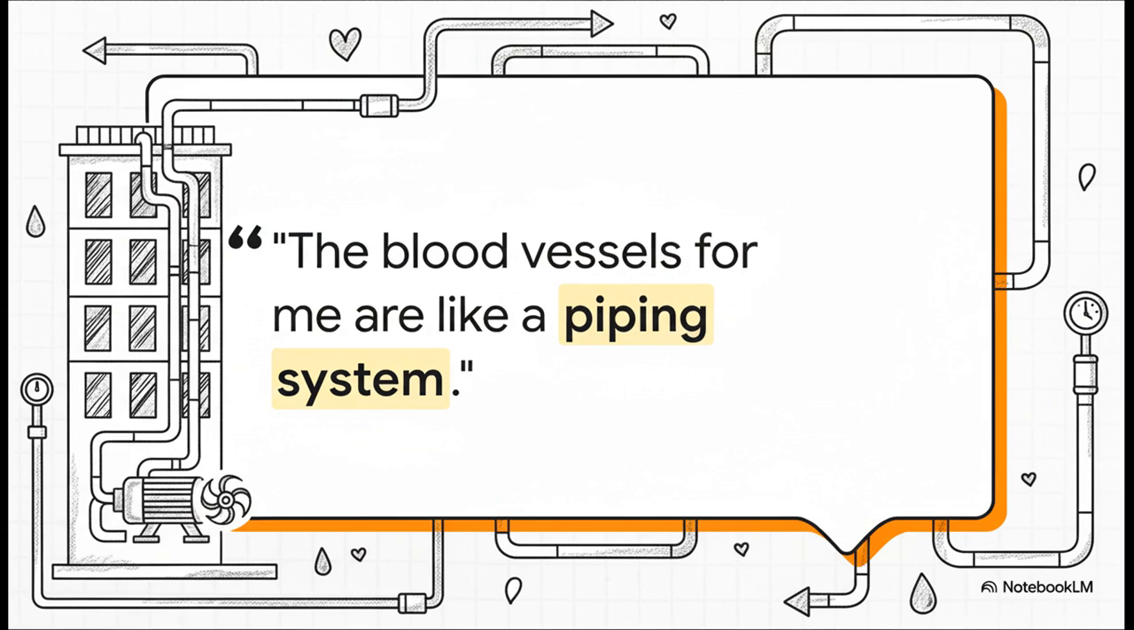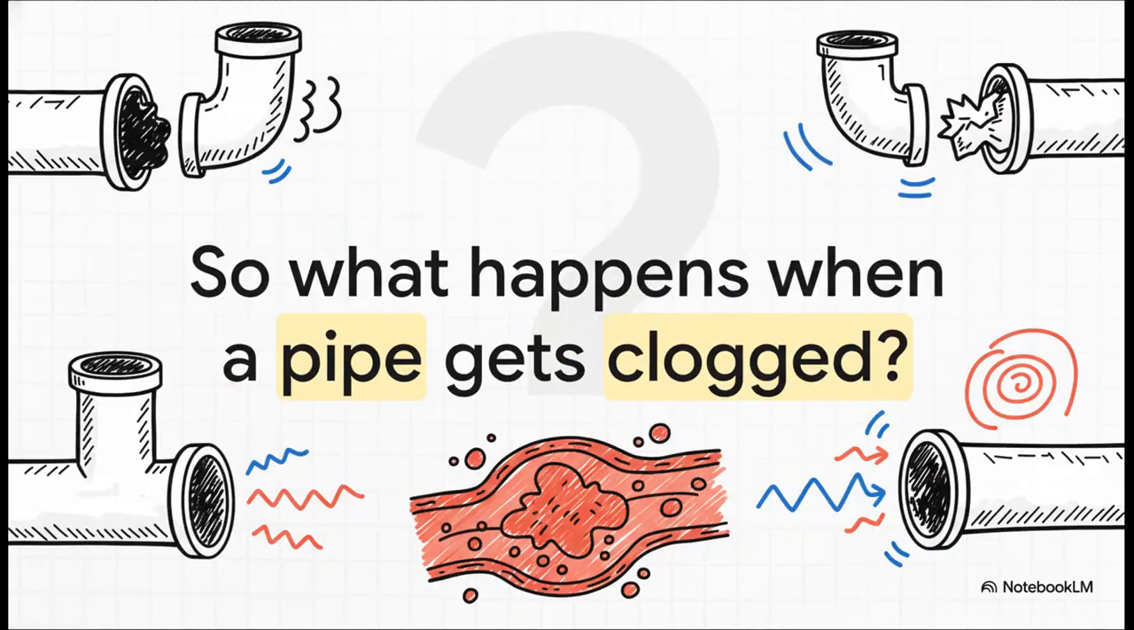Think about the water system in a huge skyscraper. To get water all the way to the top floor, you're going to need a powerful motor. That's our heart. And you need a whole network of pipes to carry that water everywhere. And those are our blood vessels. And what's the number one problem in any plumbing system? A clog, right? A blockage. In our bodies, this is called an occlusion. And it's a really simple concept with, potentially very serious consequences.